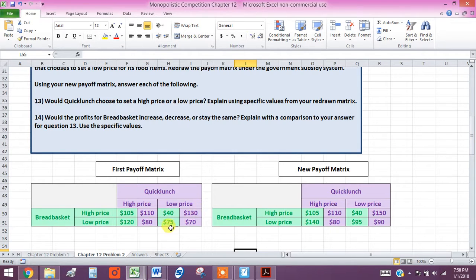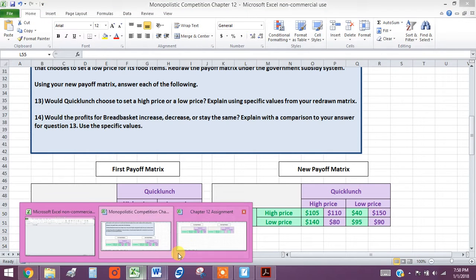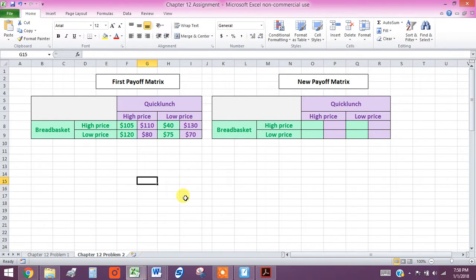And 40, 130, 75, 70. 40, 130. Okay, so this is it. This is correct. So now we need to answer some questions based on our payoff matrix, okay? Now this is where it's confusing.